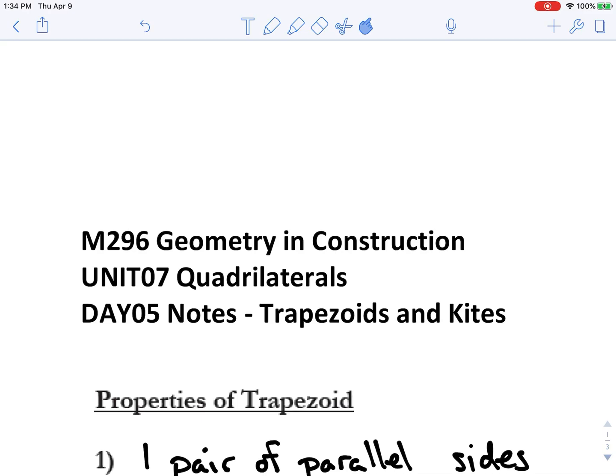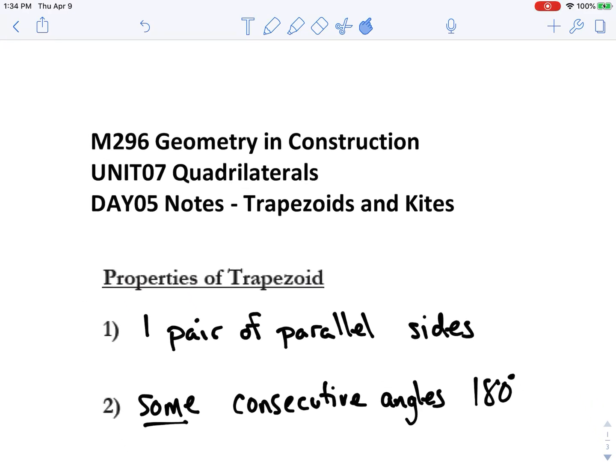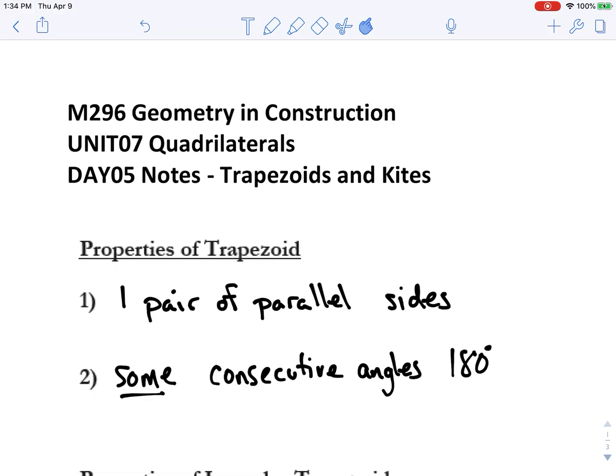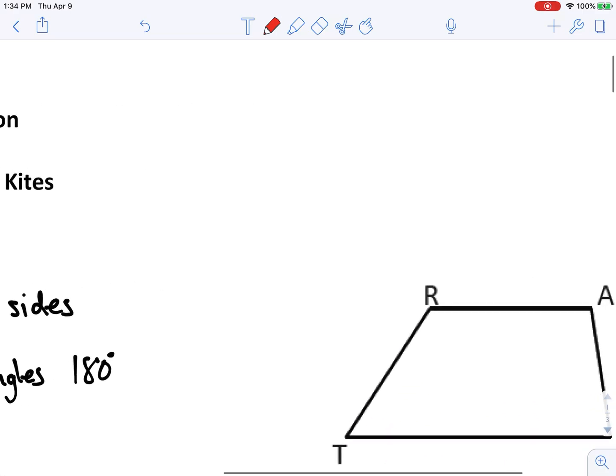So I'm going to go through trapezoids, isosceles trapezoids today, as well as kites. So let's talk about trapezoids first. A trapezoid has one pair of parallel sides. That's the definition. And then something you may not have thought about is because of those parallel sides, it's got some consecutive angles that are 180.